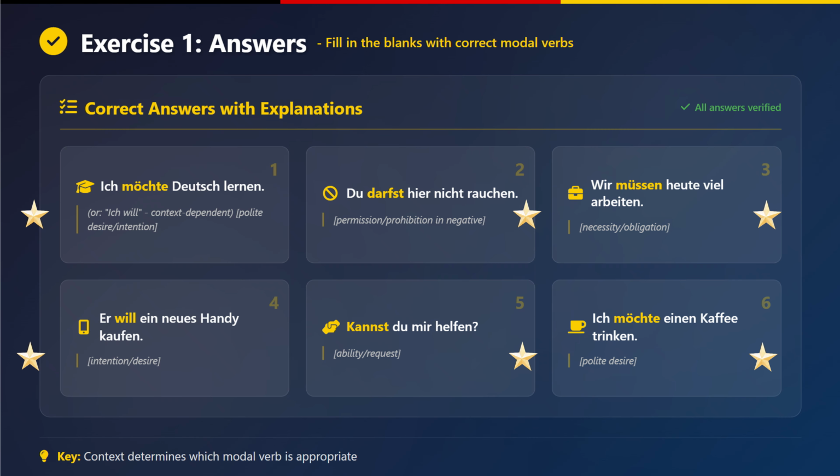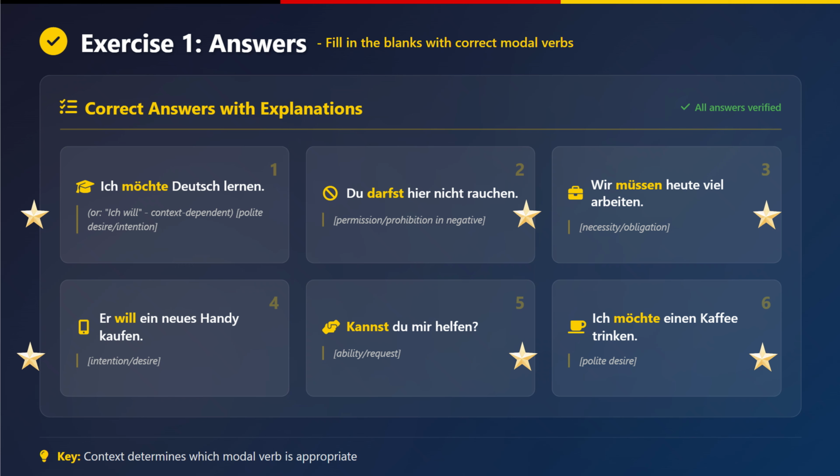And here are the answers. First sentence. Ich möchte Deutsch lernen. Here we have a polite desire or will. Second one, du darfst hier nicht rauchen. Here we have a prohibition with dürfen. Wir müssen heute viel arbeiten. It's a strong necessity. Er will ein neues Handy kaufen.